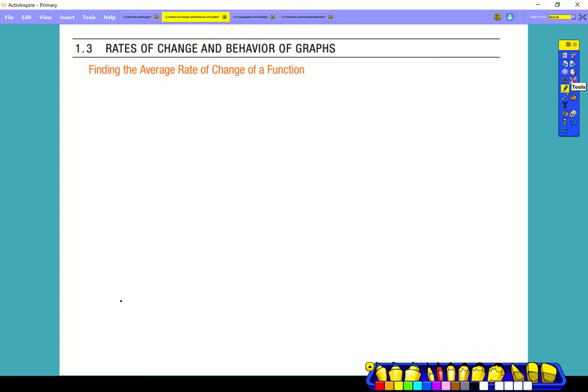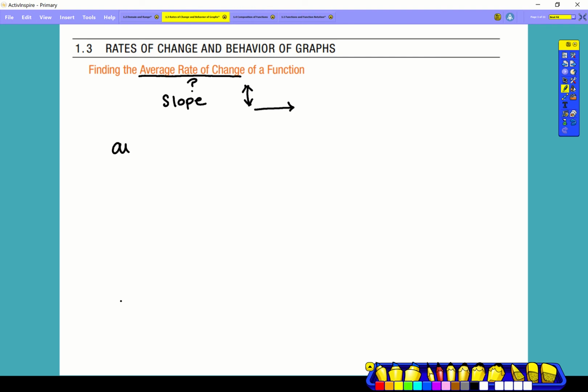So finding the average rate of change of a function. The average rate of change. What on earth is that? You may have heard that as the slope. They're the same thing. It's the average rate of change in y as you move 1 unit in x. So the change in y as you move 1 unit in x. It's always forward 1 unit in x. You're always moving forward.